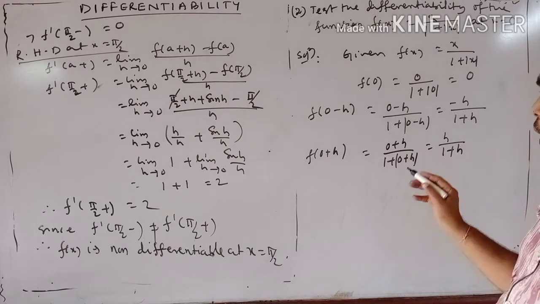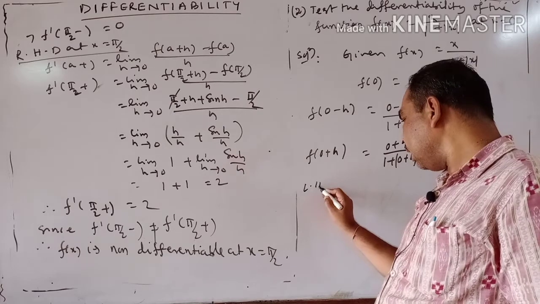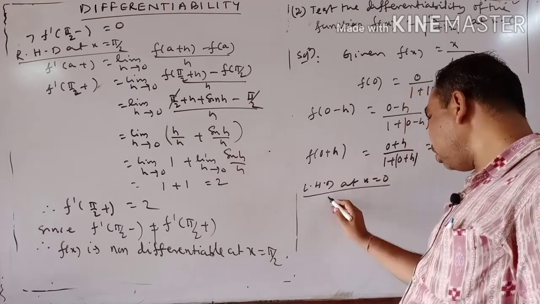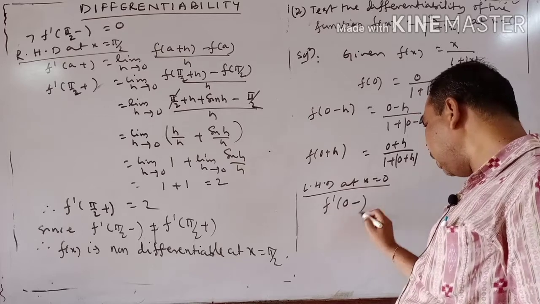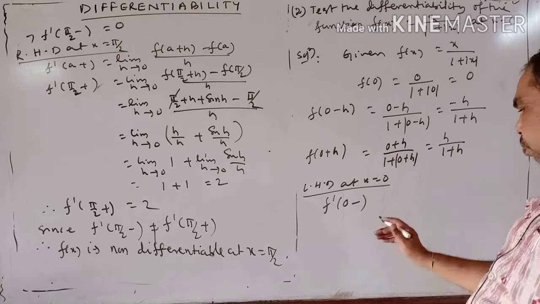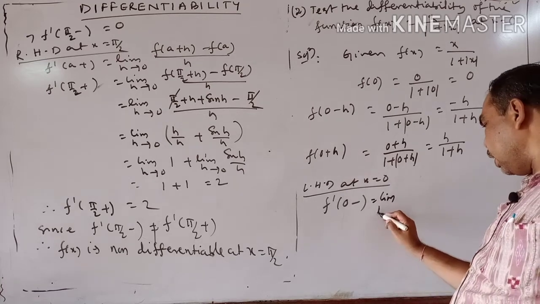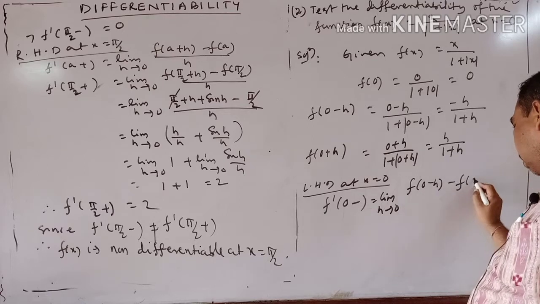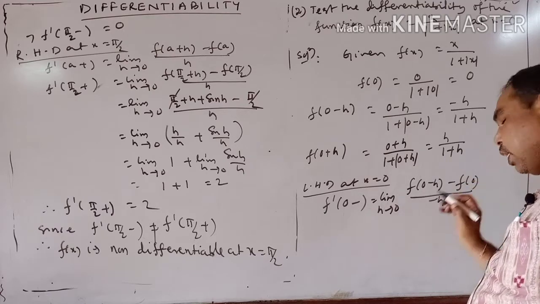So, next, LHD at x is equal to 0. What is the formula? f dash 0 minus, from the left, is equal to limit h tends to 0 of f of 0 minus h minus f of 0, divided by minus h.